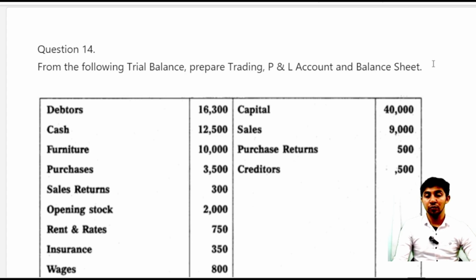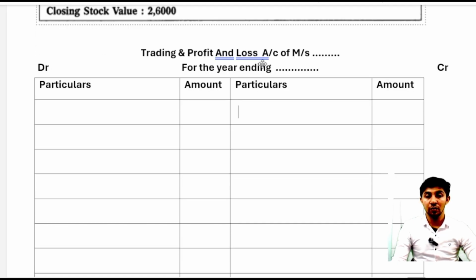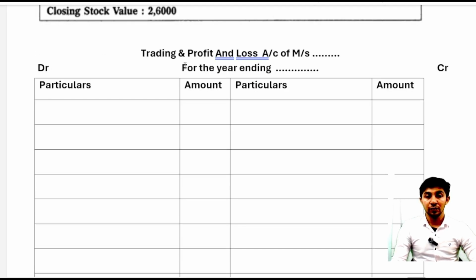In this particular question, the name of the business and the date are missing. So immediately after reading this, we'll draw the format of trading and profit and loss account. As the name of the business and date are missing, we don't need to write anything here. So the heading will be trading and profit and loss account of Mrs. Dash for the year ending Dash.